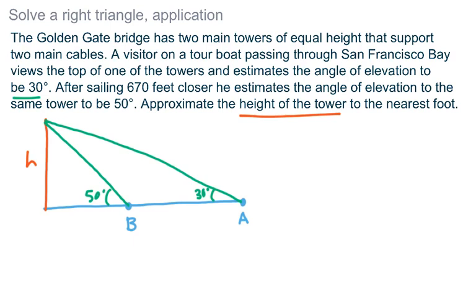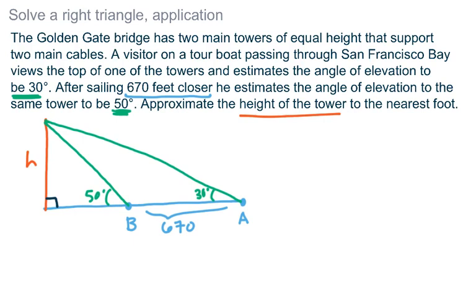So we have two right triangles here. I have a smaller right triangle, and then I have a larger right triangle. Now let's look at our picture and our information that we stated. Make sure we got all of these pieces drawn on our picture. So we've got my 30 degrees, my 50 degrees. What I didn't draw on my picture was that 670 feet. So that's the distance from A to B, which is 670.